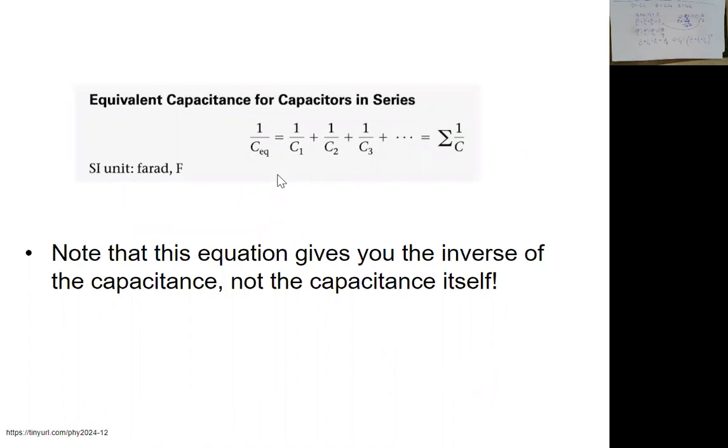This is the equation for CEQ. Remember, it gives the inverse of the capacitance, not the capacitance itself. If you have more than 3, you just do the inverse of each one and then add them up, and then do the inverse again to get the CEQ. So this is for capacitors in series.